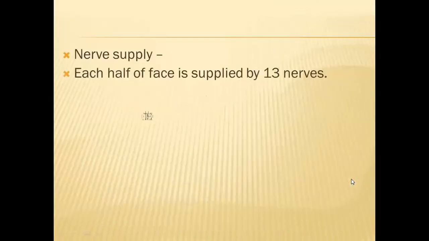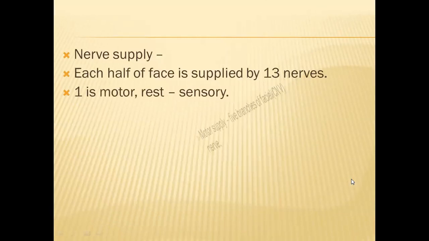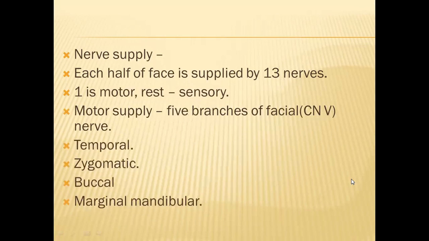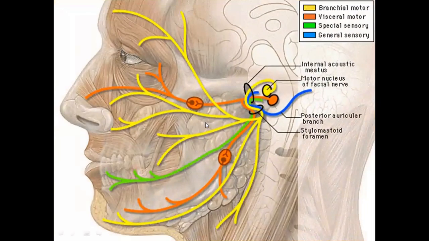The nerve supply. Each half of the face is supplied by 13 nerves. One is motor and the rest are sensory. Here we can see the motor nerve, the five branches of the facial nerve: the temporal, zygomatic, buccal, marginal mandibular and the cervical. Five branches, you can remember them easily. These nerves are giving a motor supply. Here you can find these five nerves: temporal, zygomatic, marginal mandibular, buccal and the cervical.